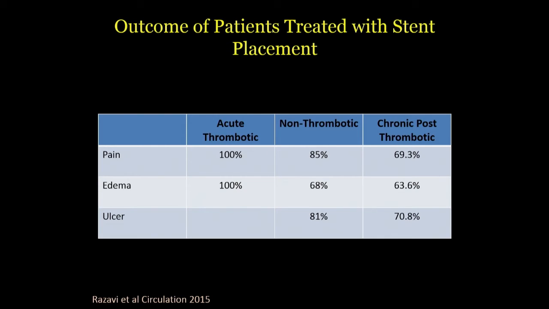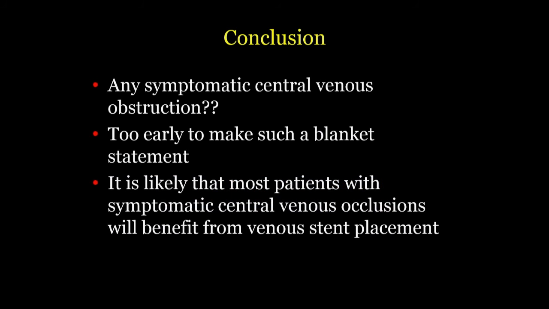As for clinical outcome in patients, in acute thrombotics, results were very good, mostly because we got rid of the clot also. The non-thrombotic were slightly worse, and in the chronic post-thrombotic, still about 60 to 70% of these patients significantly improved in their symptoms. So in conclusion, does any symptomatic central venous obstruction need a stent?